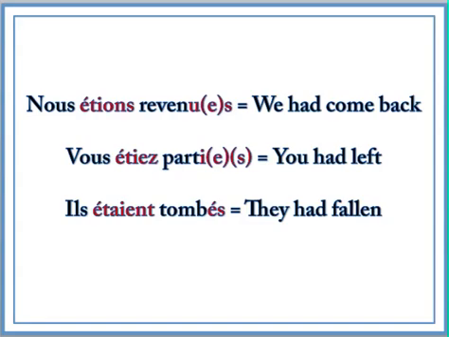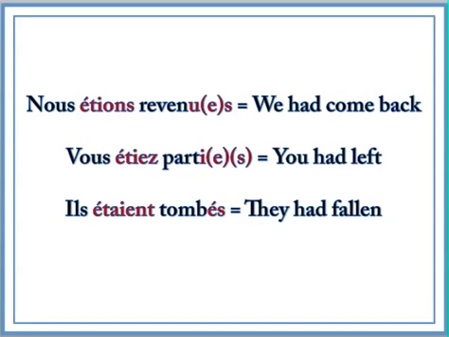D'accord? So all of these verbs that I'm using are from the Dr. and Mrs. Pete Vandertramp list, and if you don't have that list, I've put a link to it in the blog post, and there's a PDF on my website that you can download. Those are the verbs that use être as helping verb. Okay, so nous étions revenus. Nous étions revenus means we had come back. That's the infinitive revenir, right, which means to come back.